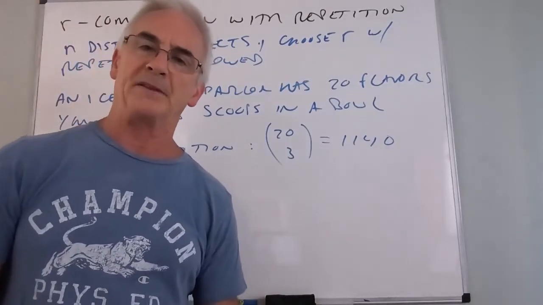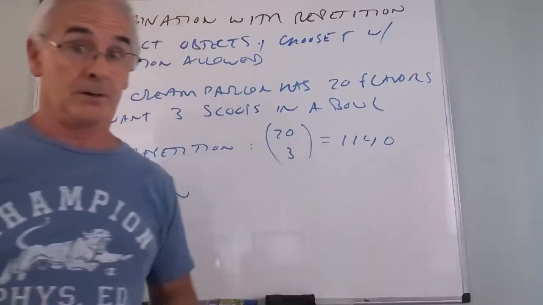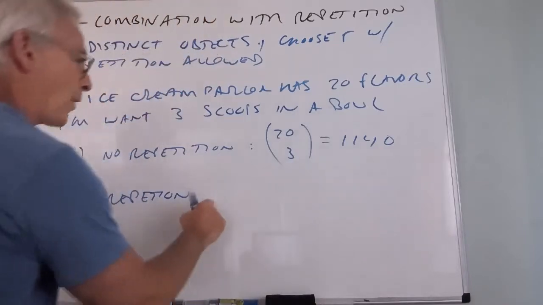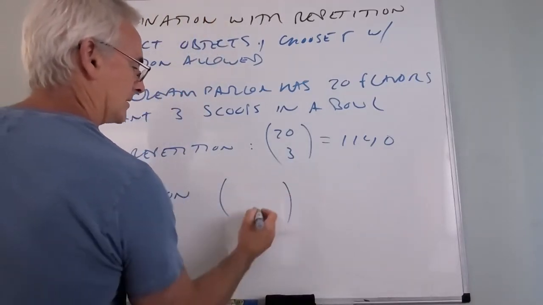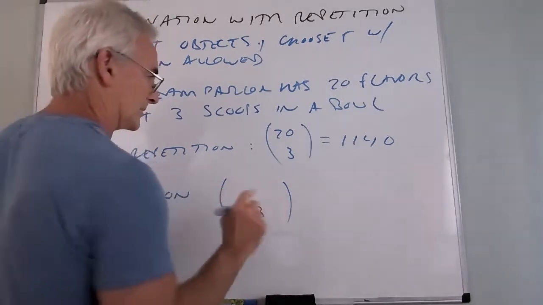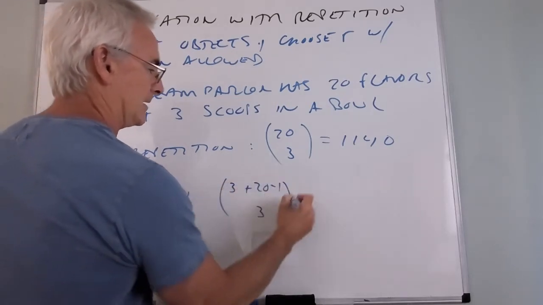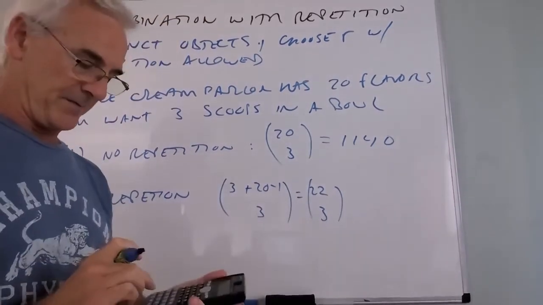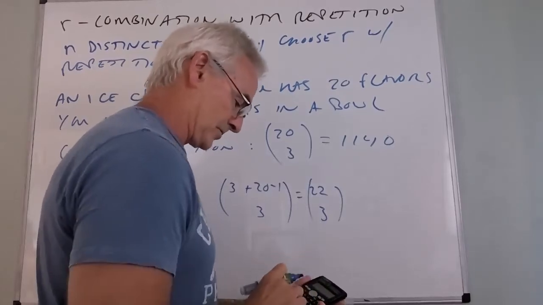If I allow for repeats, so I could have chocolate, chocolate, chocolate, or I could have chocolate, chocolate, strawberry. In other words, I could have all 3 of the same, or I could have 2 of the same and 1 different, or all 3 different. Then what is this one? Based on what we just did. Anybody want to help me out here? Still picking 3. 22. So where'd you get the 22? Walk me through. 20 plus 3 minus 1. Yeah. And that's 22 choose 3, which is not astronomical, but it is definitely bigger. Try it again. 22 choose 3.